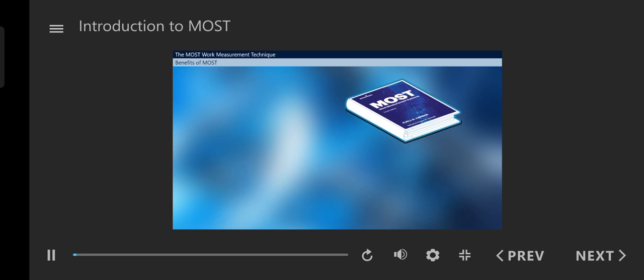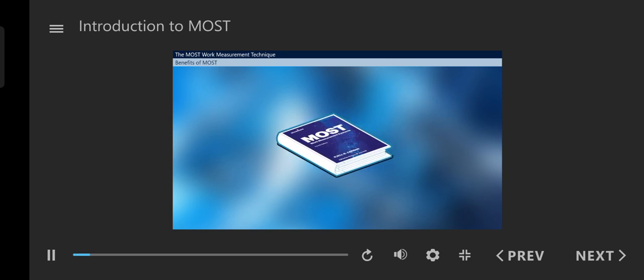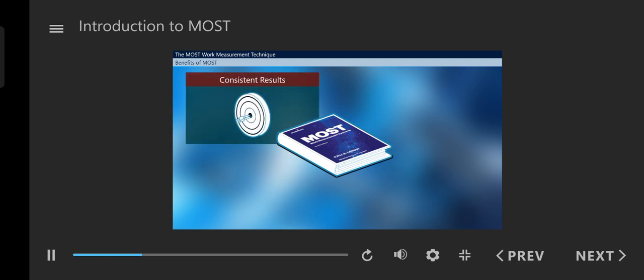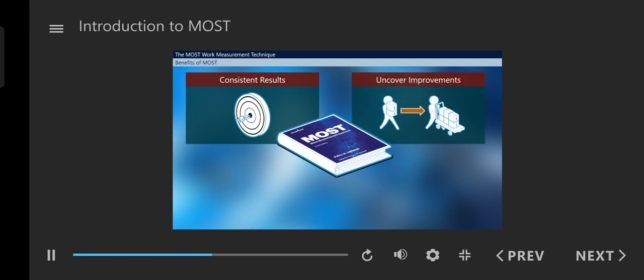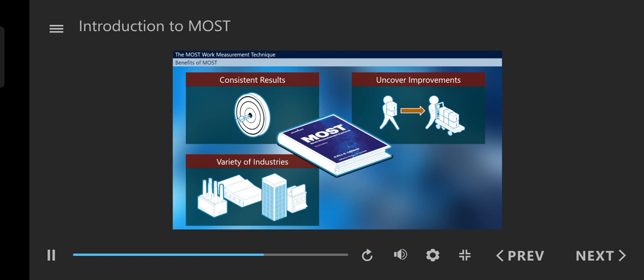MOST is a highly accurate predetermined motion time system that can be used to quickly measure work. When applied properly, it generates consistent results and requires a minimum of paperwork. The results of a MOST analysis allow the user to uncover potential method improvements, resulting in increased workforce performance. MOST can be applied to a wide variety of industries, including manufacturing, distribution, retail, utilities, and service. It is also easy to learn and use.